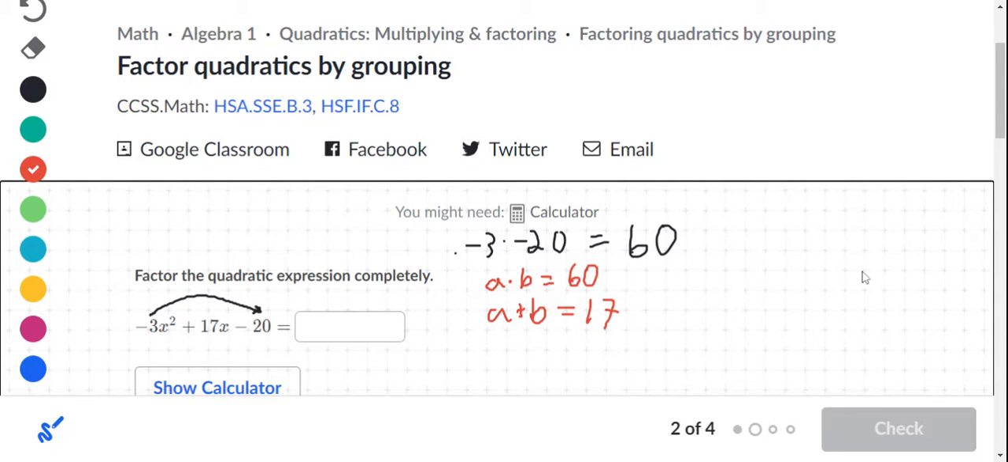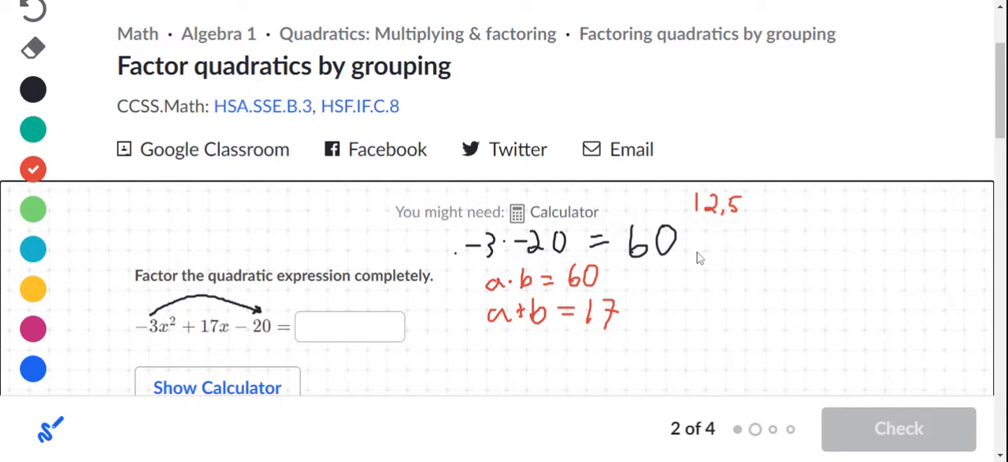And start thinking of those numbers real quick, right? 1 and 60, 2 and 30, 3 and 20. Not quite. How about 12 and 5, right? So 12 and 5 work. 12 times 5 is 60, and 12 plus 5 is positive 17.